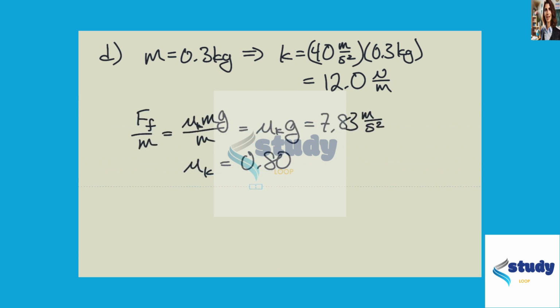And then if we look at our friction, we can write our friction force as the kinetic friction coefficient times the normal force from the table on the block, which is mg. So the m cancels out, and we get mu k times g equals the value from our fit, 7.83, and so we get mu k is about 0.80.